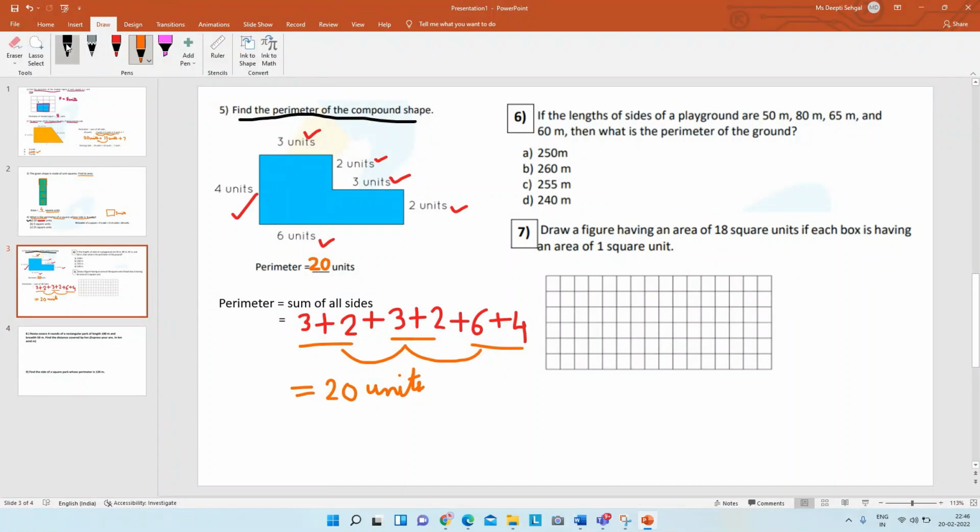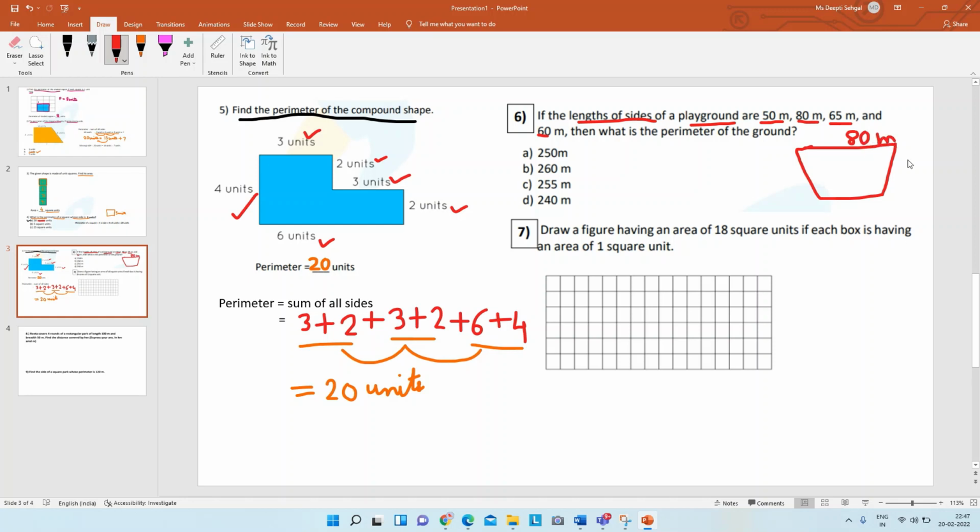Okay. The next question says, if the length of sides of a playground, एक प्लेग्राउंड है, उसकी लेंथ मतलब साइड्स दी हुई है. What are the sides? 50 मीटर, 80 मीटर, 65 मीटर एंड 60 मीटर. So let's see, if this is 80 meter, 50, 65, it can be 60. So this is like a shape of the playground. It can be any shape also. So this is a rough drawing.